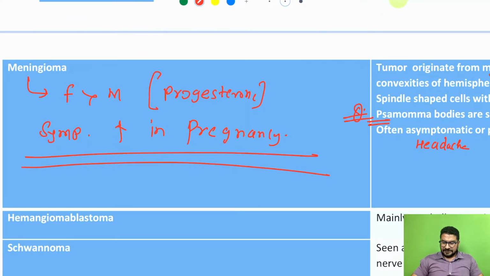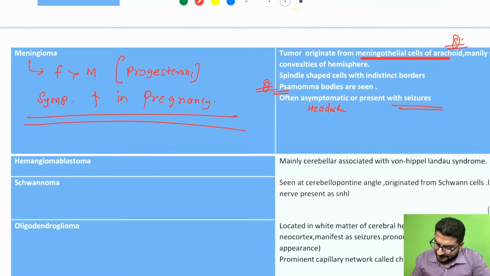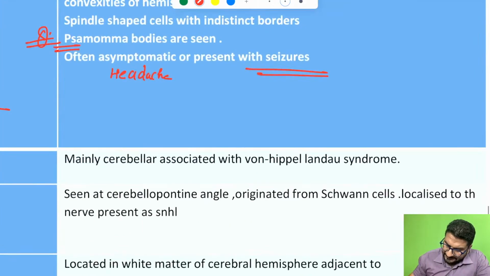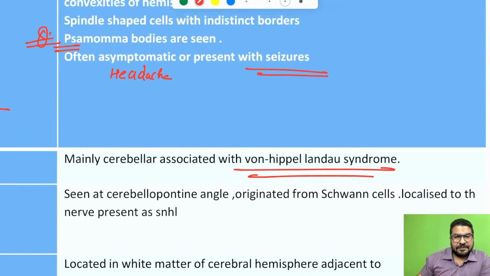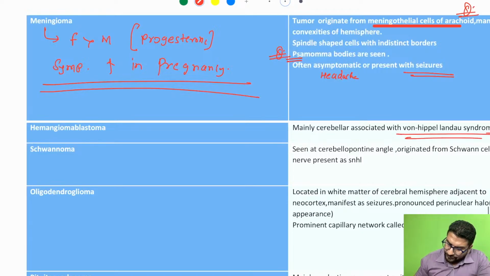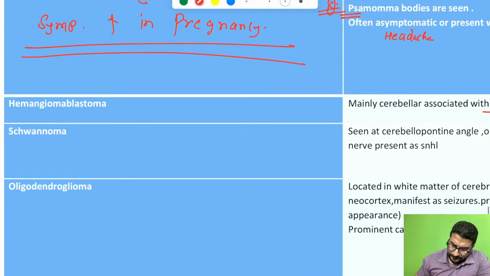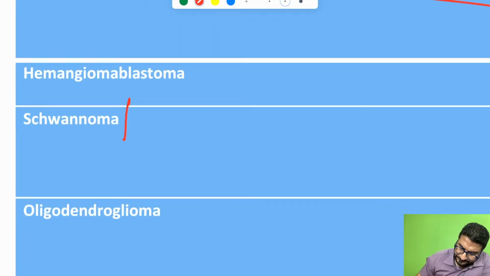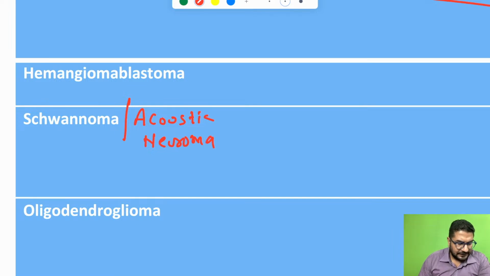Simple. Coming to hemangioblastoma, right? This hemangioblastoma, understand, it is associated with von Hippel-Lindau syndrome. Okay, schwannoma से क्वेश्चन पूछते हैं. Schwannoma is also called acoustic neuroma. Schwannoma, we also call this acoustic neuroma. In ENT we call this acoustic neuroma.